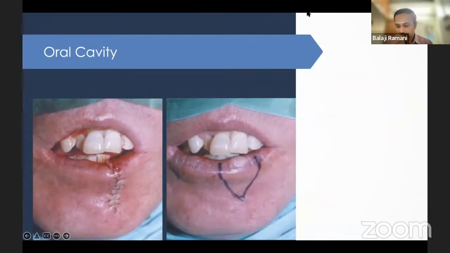Okay, so that ends the session on salivary glands. Let us go on to the next topic, which is going to be your oral cavity tumors. All of you are clear?